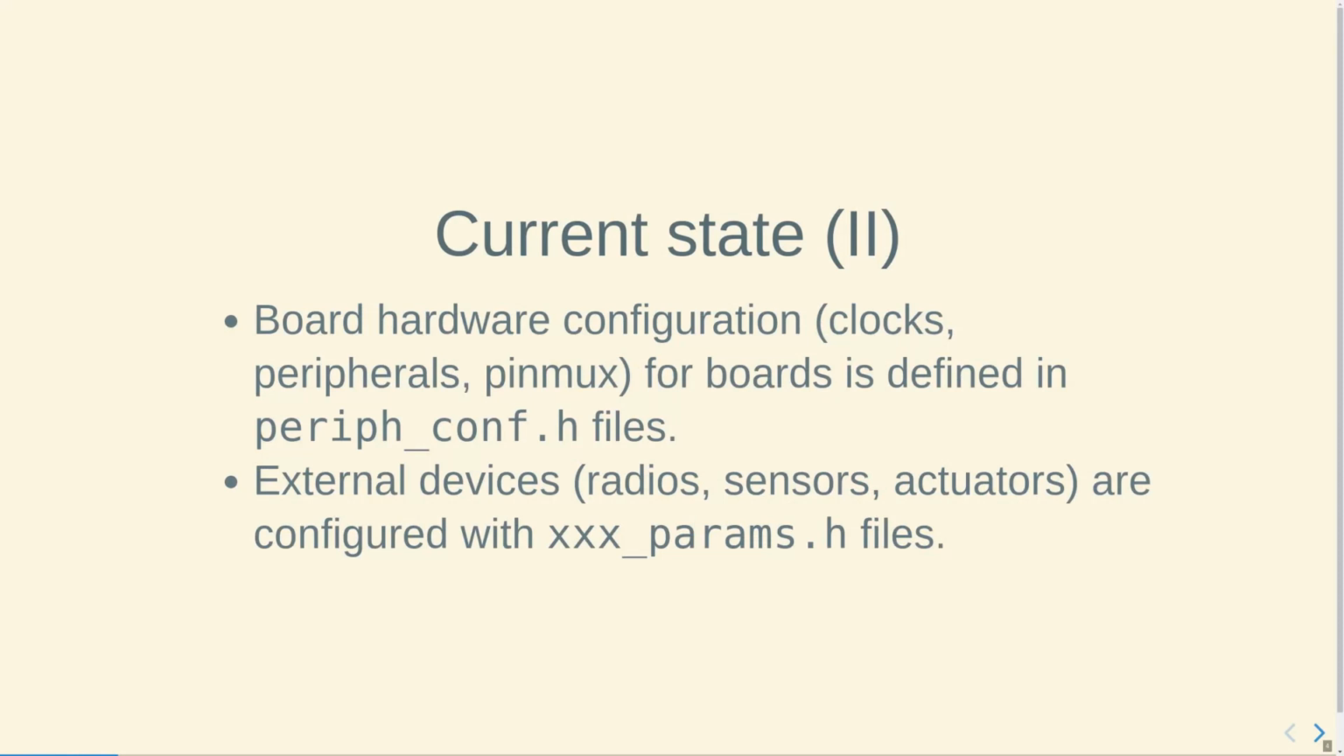Another part, board configuration, meaning clocks, peripherals, boot time configurations, and pin configurations, are defined in the periph_conf header files. Usually also external devices such as radios, sensors, and actuators are configured using the params header files and can be overwritten per board in the board header files.